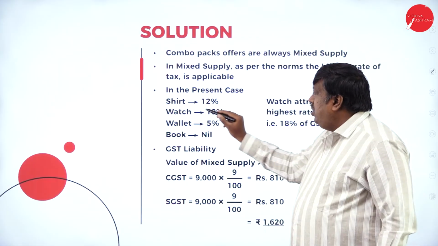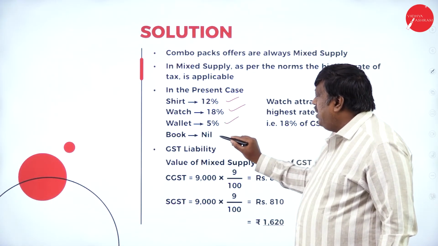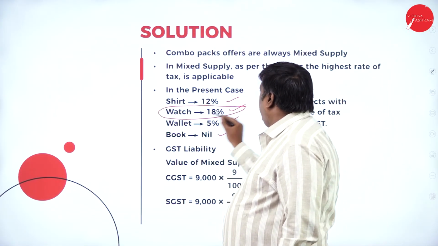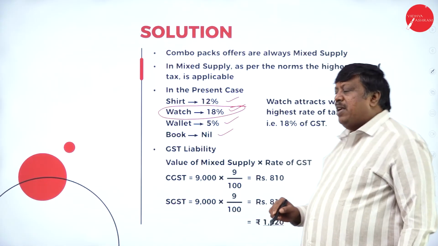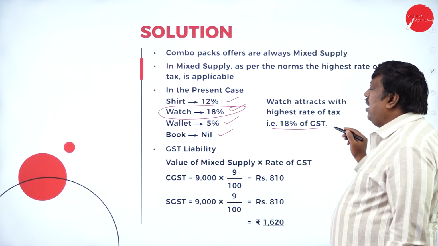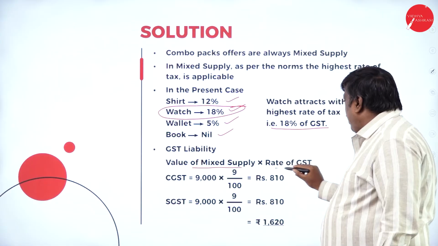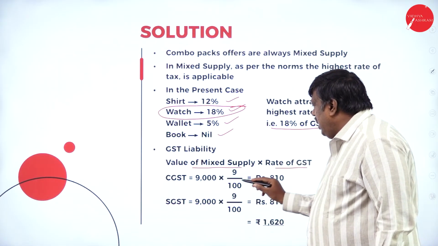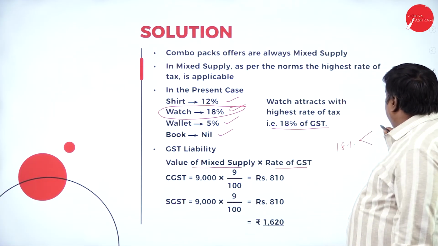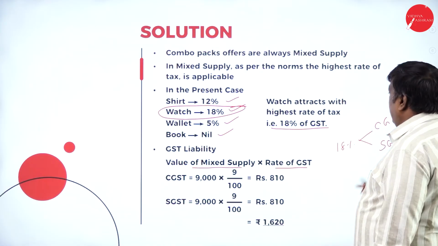And here, the shirt is 12%, watch is 18%, wallet is 5%, book is 0%. The highest GST rate will be considered for the GST payment. So watch attracts the highest rate of tax, that is 18% will be the rate of GST for the supply. Value of mixed supply and rate of GST, 9,000 into 9. So 18% has been split into two, CGST and SGST, that is 9% and 9%.